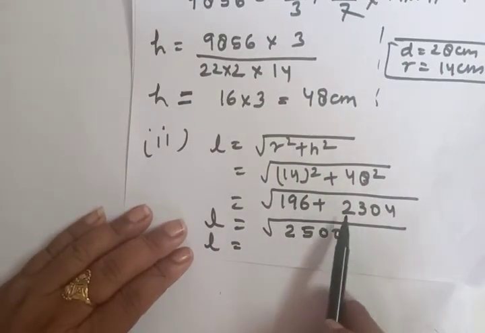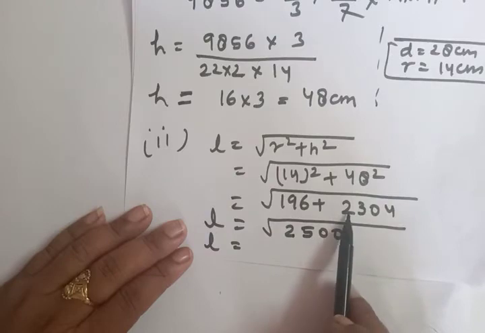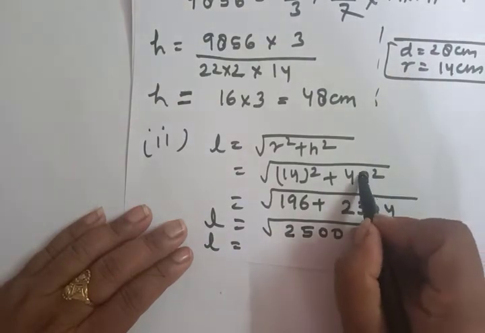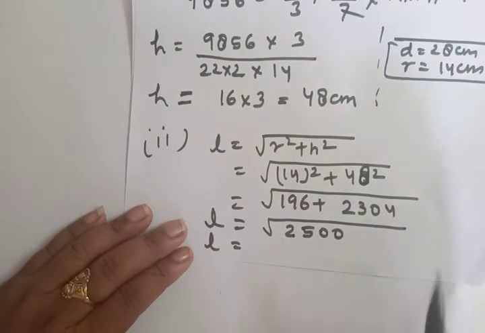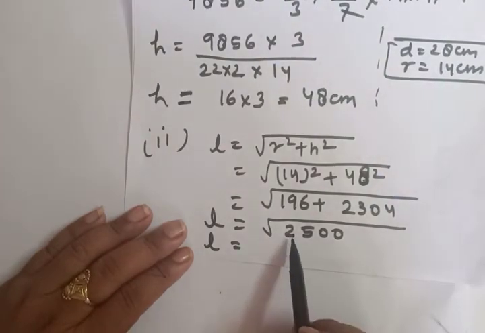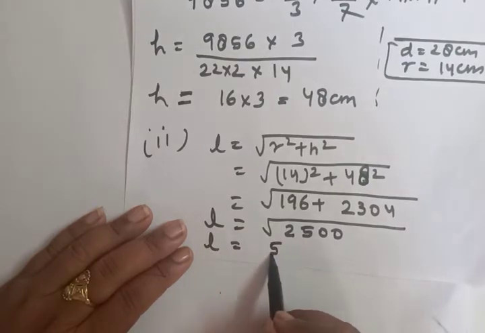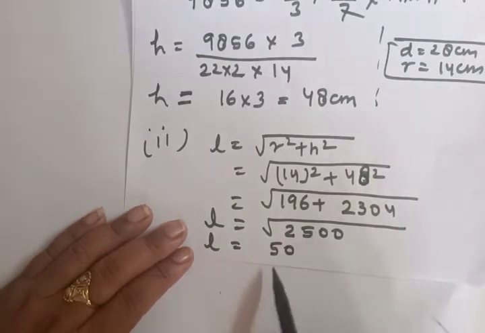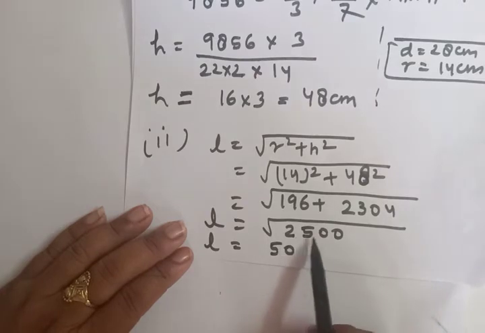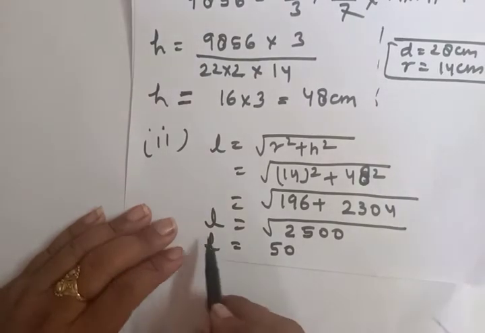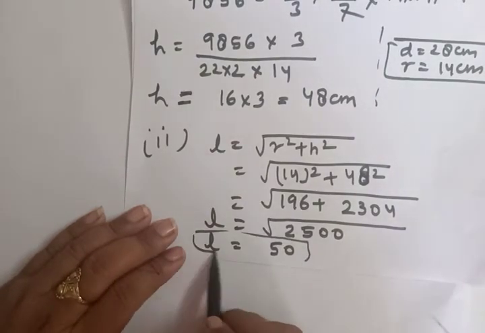After adding 196 and 2304, we have got 2500, and by taking the square root, because 2500 is the square of 50, L is 50. So we have got the value of L also.